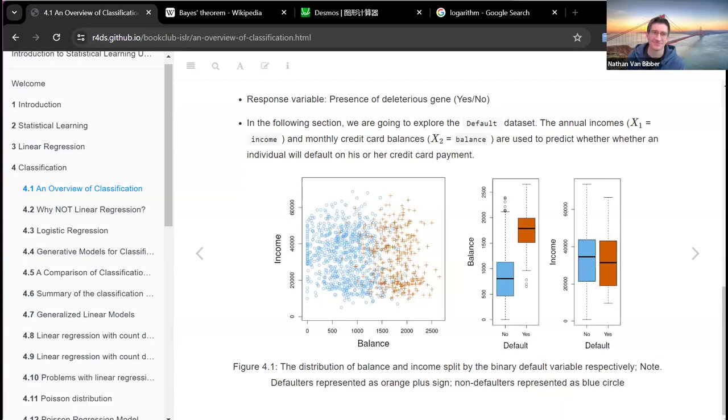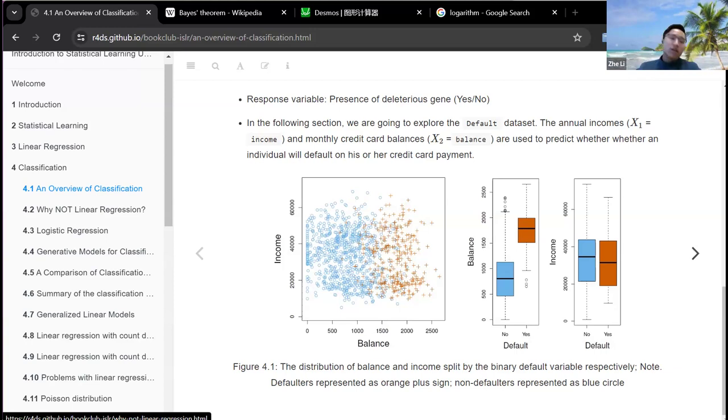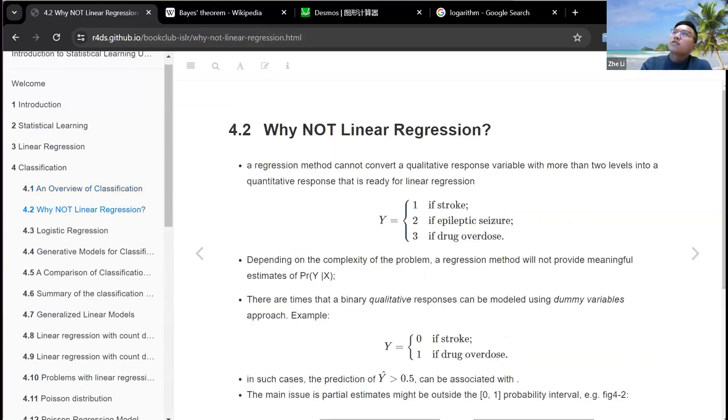Okay, let's go on. We can use the chat on the right side to see the striking difference between their behavior in terms of the balance and whether they default, and in terms of the income and whether they default. And this is a kind of introduction to the classification problem. And the first question I want to ask is, why not?